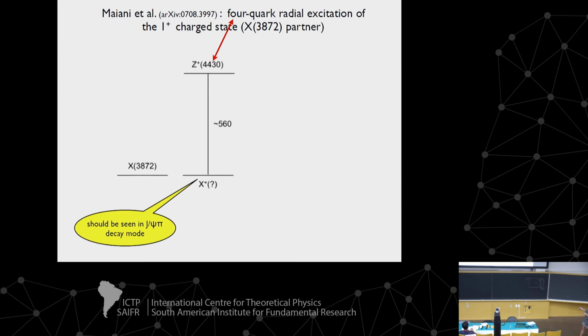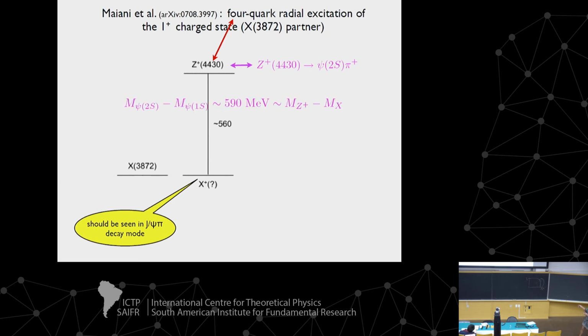One was a charged one that has a mass very similar to the X and should decay in J/psi pi. So when the Z was observed, they saw that the mass was not compatible with that. It's 506 MeV above the mass of the predicted state here. And also, they saw that this state decays in psi prime pi, not J/psi pi.